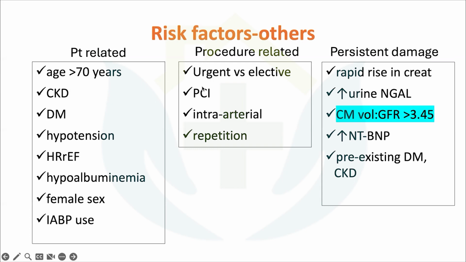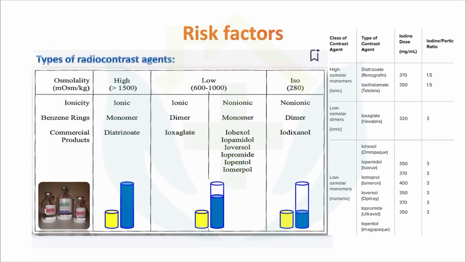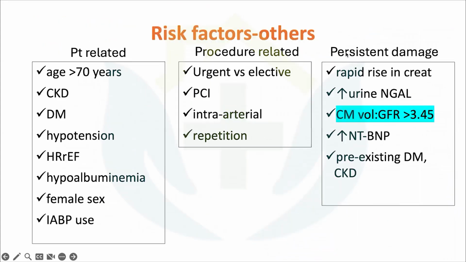One is the age related, patient related, sorry. So the age more than 70 years, chronic kidney disease, diabetes, hypertension, which were obviously previously mentioned in this slide. So here, these are all things mentioned. Again, I have written here, hypoalbuminemia, female sex, and intraarterial balloon use. IABP use per se. So here the one catheter, one balloon along with some assembly. So this catheter is introduced percutaneously inside an aorta via the arterial route.